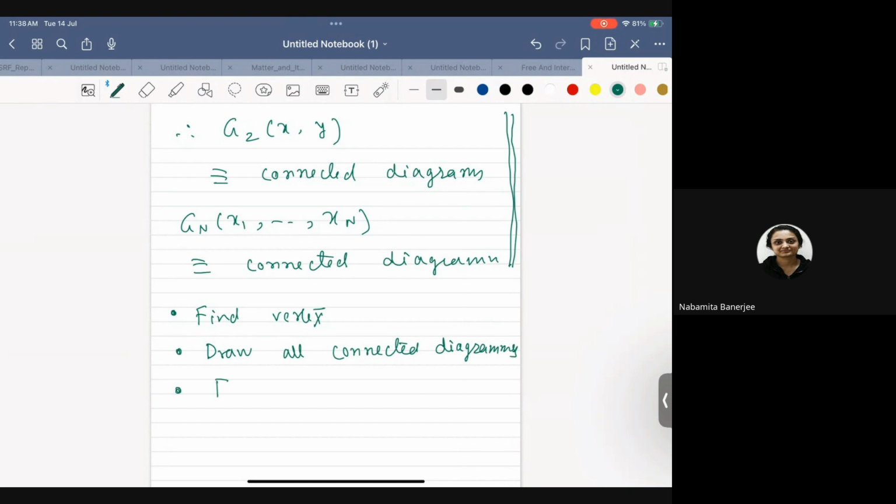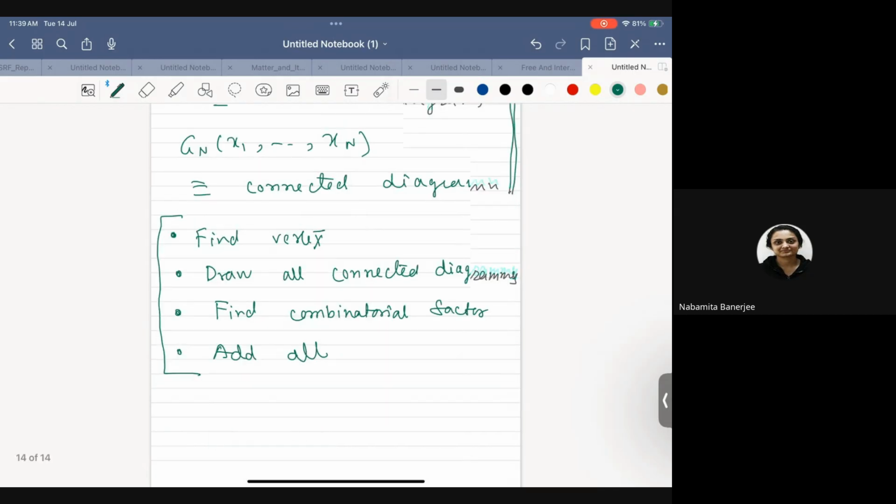Find the combinatorial factors. Add all, finally add all. That's it. If you do this, you will have any n-point function in any interacting theory. Okay, so that's all.